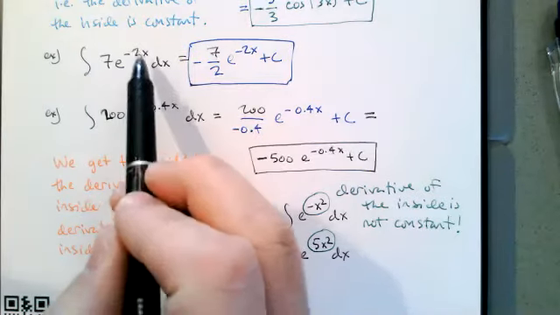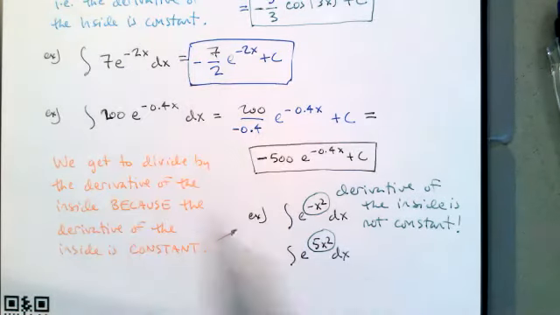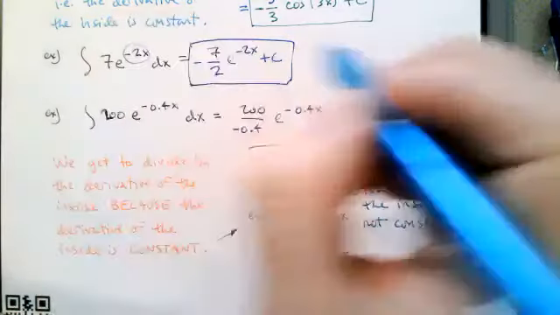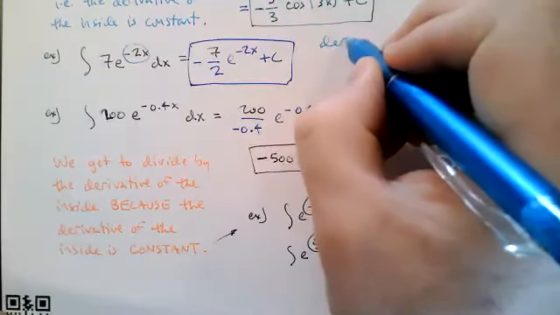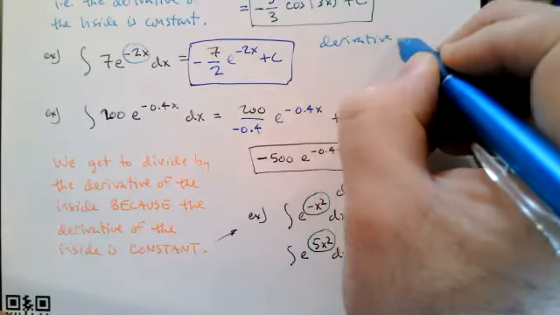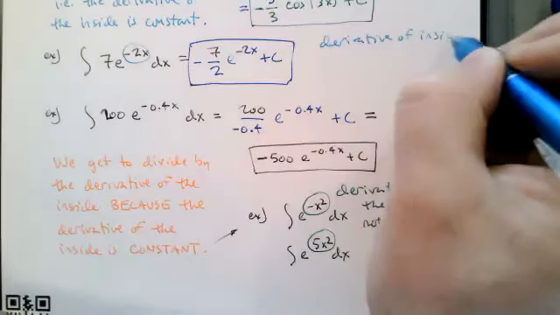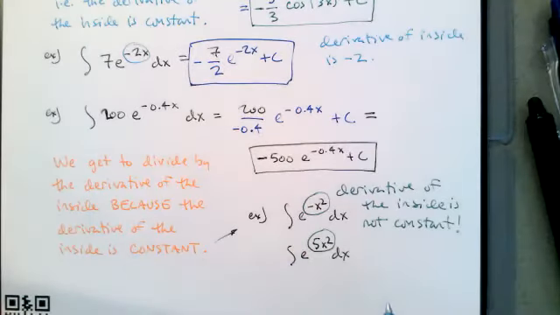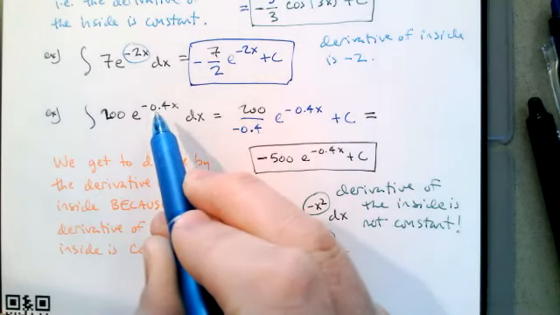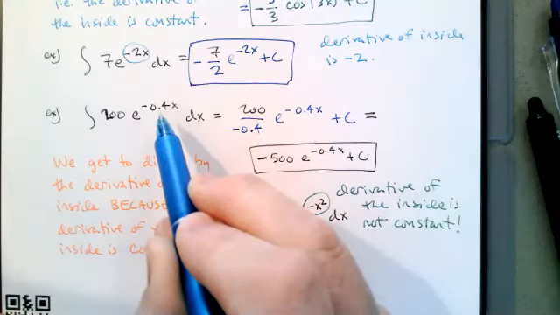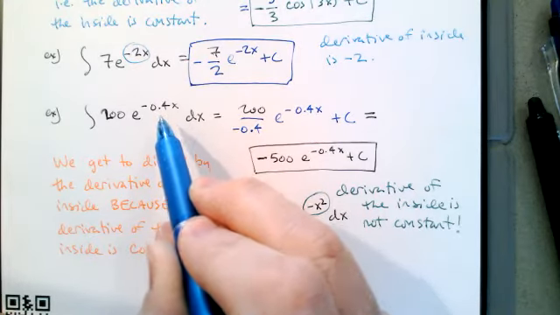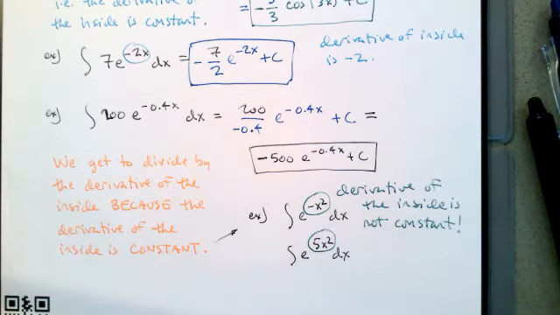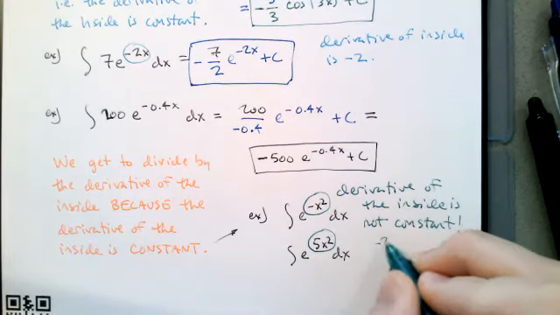In this example, the derivative of the inside is negative 2. Right. So here, the derivative of the inside is negative 2, which is a constant. The negative 0.4, the derivative of the inside is negative 0.4, just a constant. The derivative of the inside here is negative 2x, not constant. Got it. I understand. Thank you.